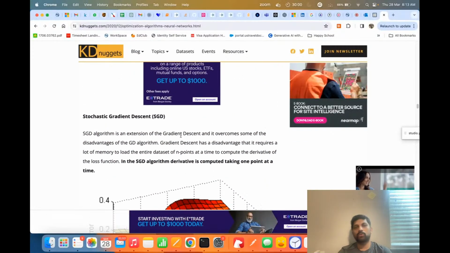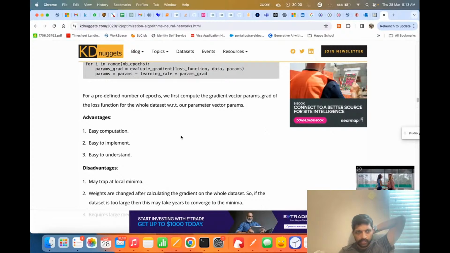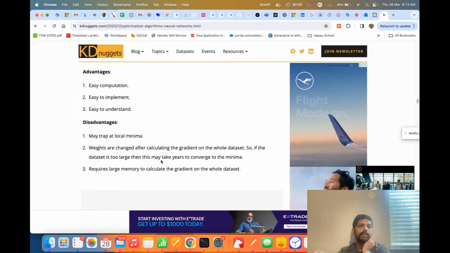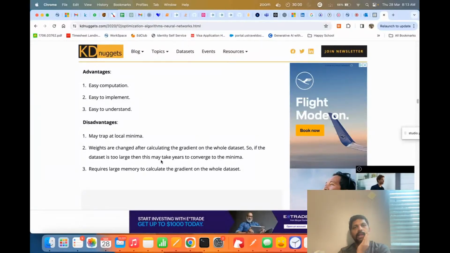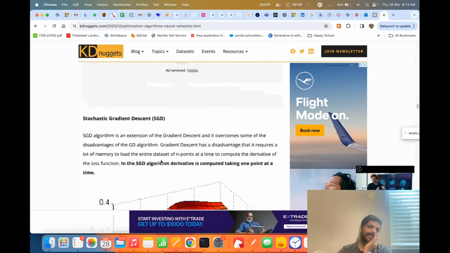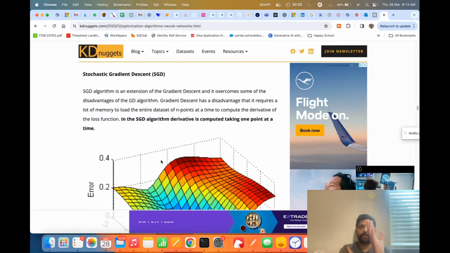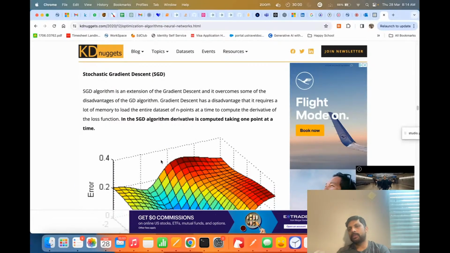Now let's go to stochastic gradient descent. We understood the disadvantage is that it may get trapped at local optima. Weights also change only after calculating the gradients on the whole data set. So if the data set is too large, this may take years to converge to the minima. It requires large memory to calculate the gradient of the whole data set. So it takes some time. That's the whole summary: the complexity is minimal, but the compute is high and the time is high.